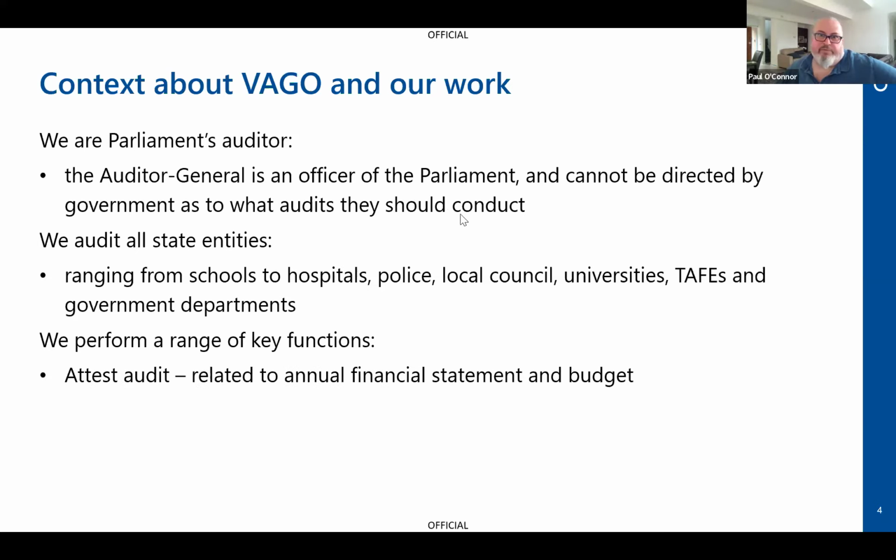Our mandate has a number of separate functions. One of our key functions is attest audit. This is the financial statements audit, the typical audit that you think all auditors do, which is really around accounting and correct accounting. We do that for every entity that has to report to Parliament. We provide the opinion on their statements, and we also provide a couple of opinions on the budget. We do the annual financial report for the state of Victoria, and we also issue an audit opinion on the estimated financial statements, which is the budget.